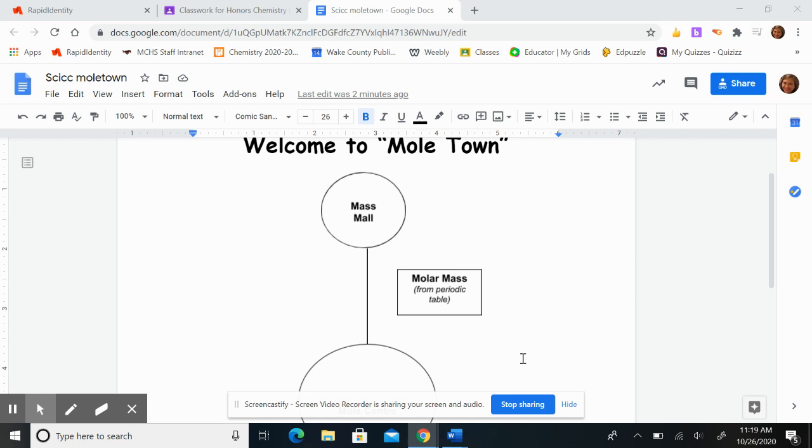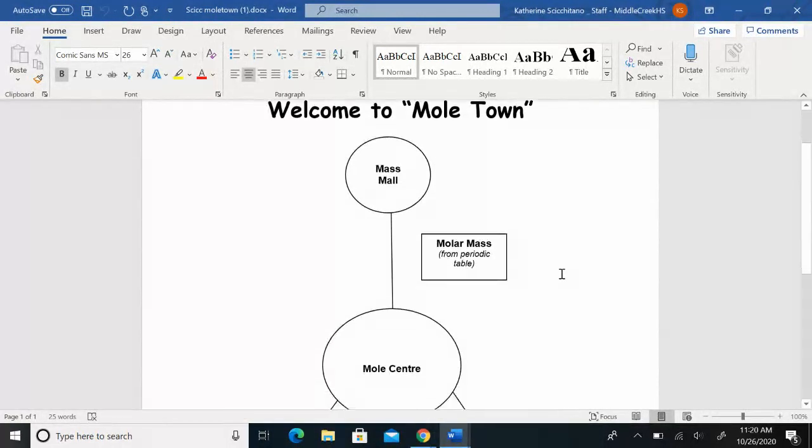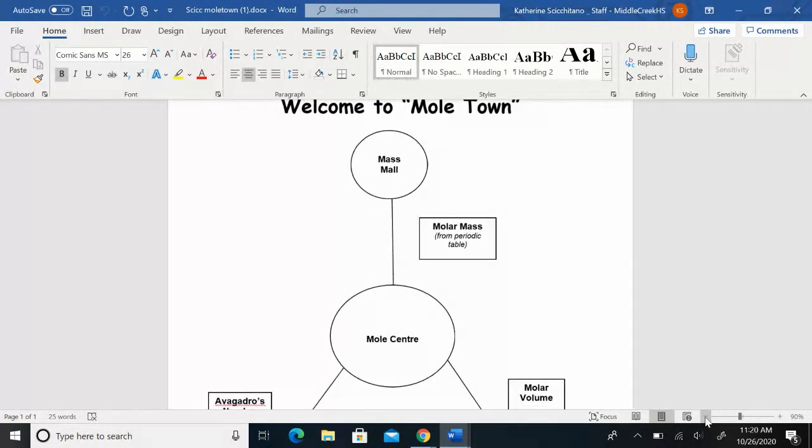So today we are going to talk about mole conversions. And when we talk about mole conversions, we are looking at different types of problems that are going to ask us to convert from one unit to a new unit. And so in order to do this, we are going to look at this resource that I call MoleTown in order to help us figure it out.